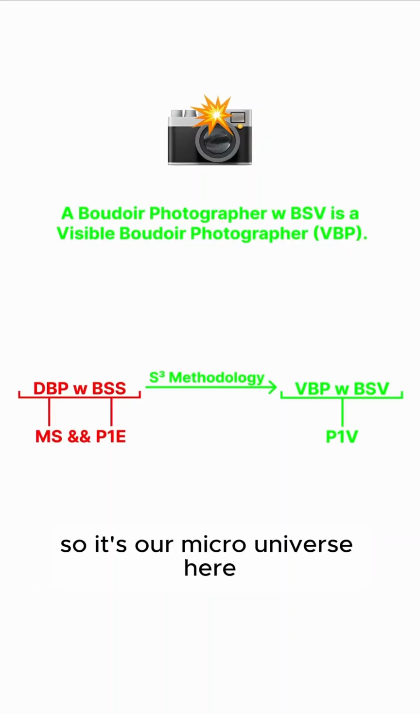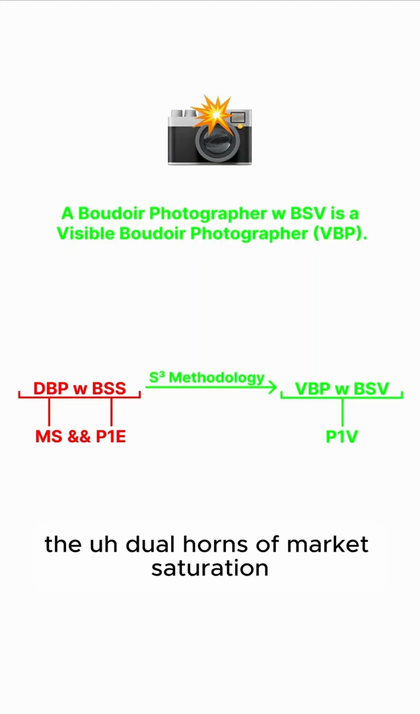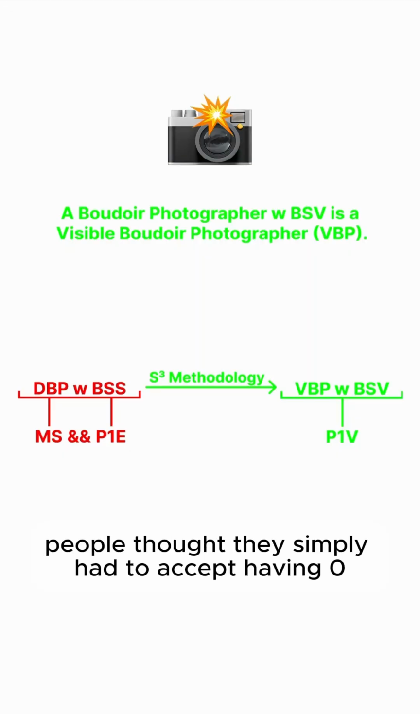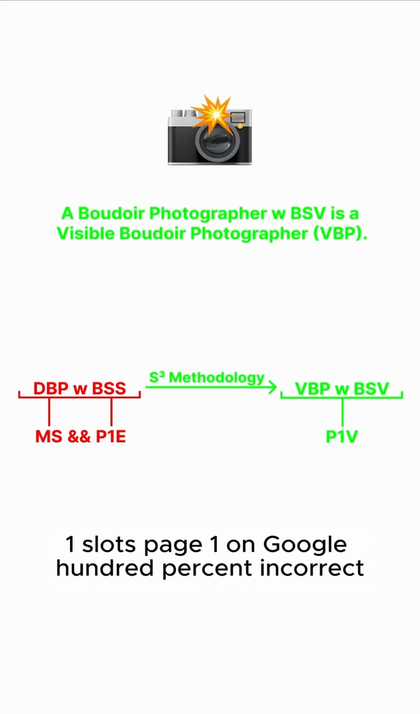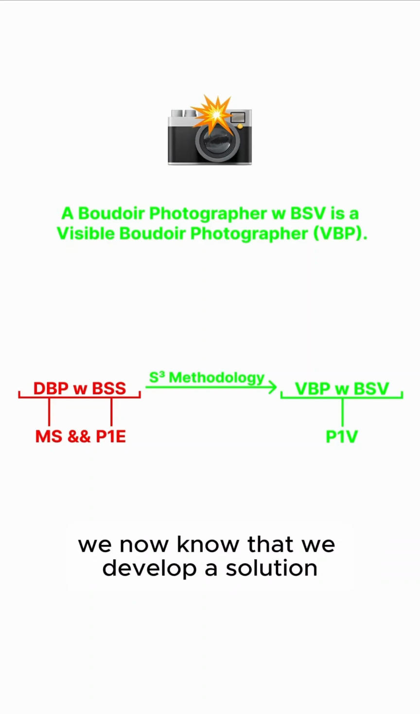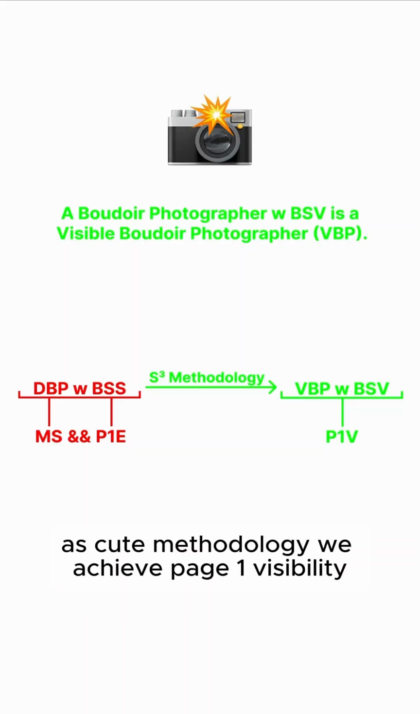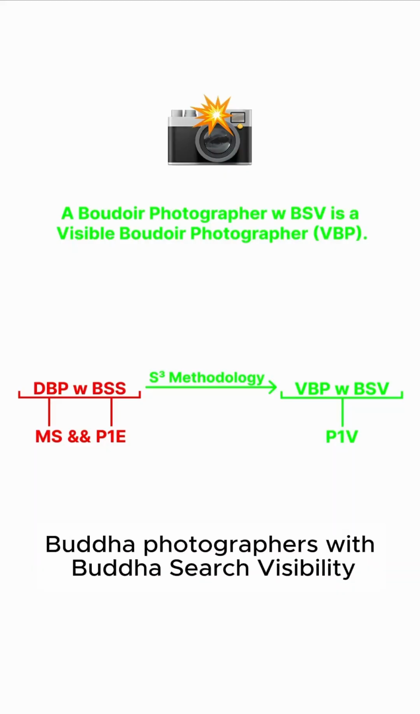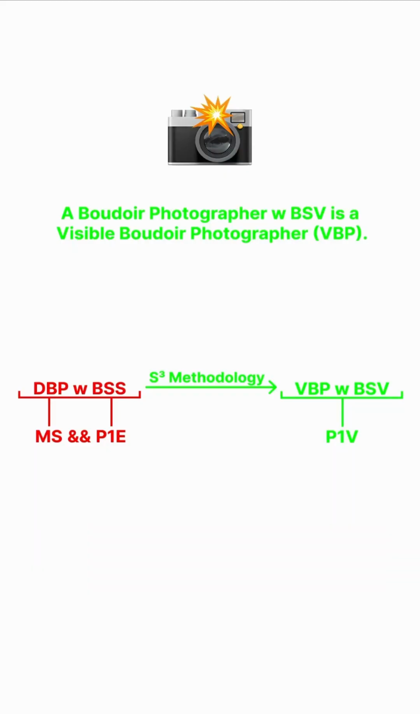So this is our micro universe here. A disappearing boudoir photographer with boudoir search sameness is caused by the dual horns of market saturation and the false belief of page one equality. People thought they simply had to accept having 0 or 1 slots on page one on Google. 100% incorrect. We now know that. We developed a solution, S-cubed methodology. We achieve page one visibility. We become visible boudoir photographers with boudoir search visibility.